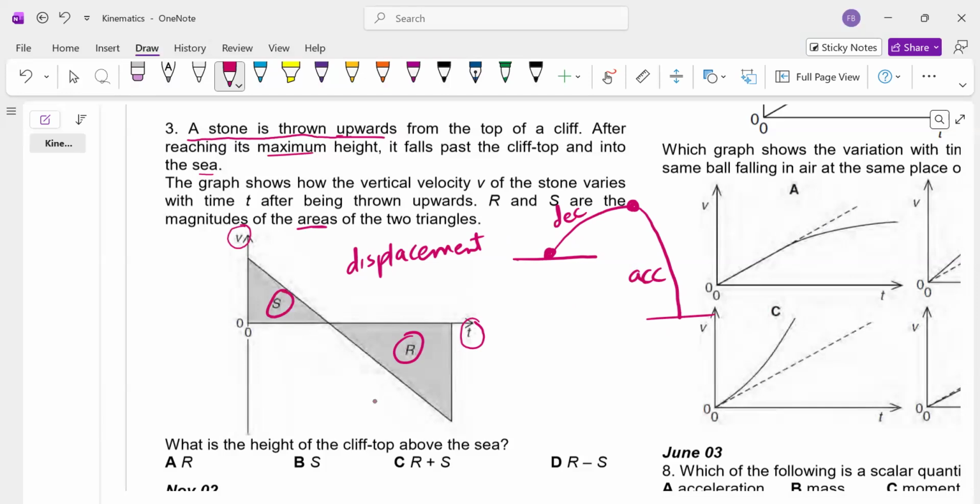Now you need to tell what is the height of the cliff above the sea. Above the sea, it will be R minus S. Yes, exactly. You got this.